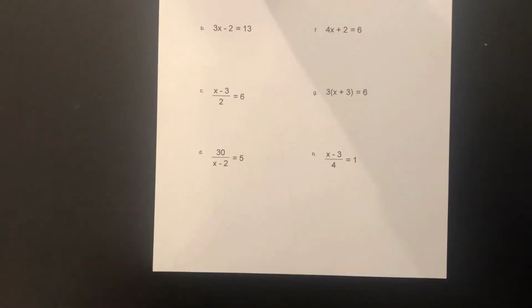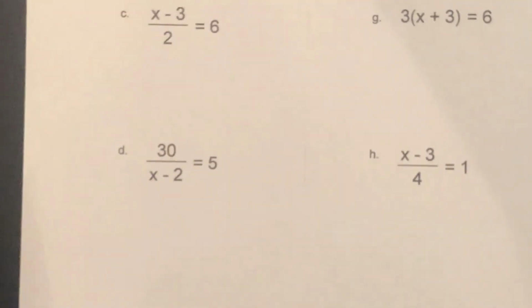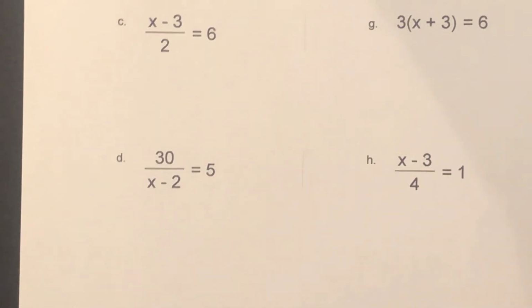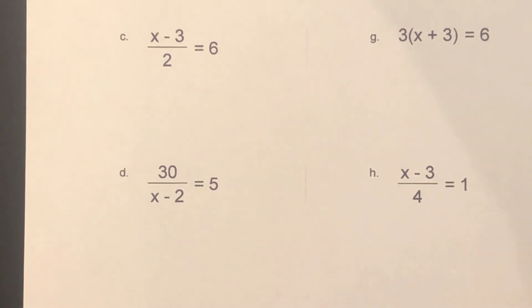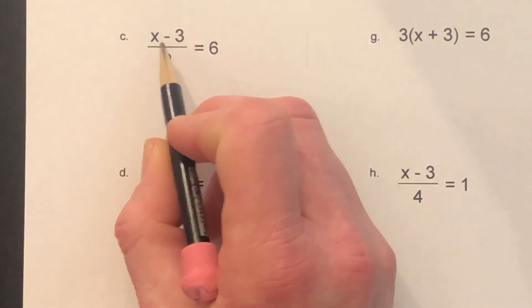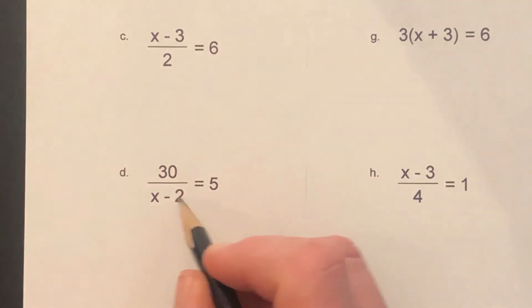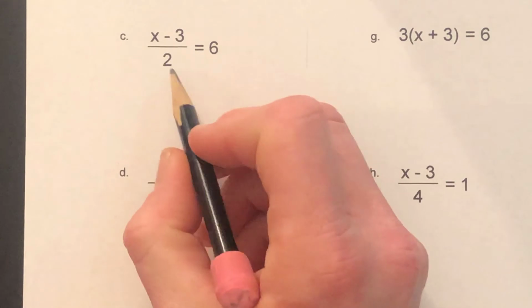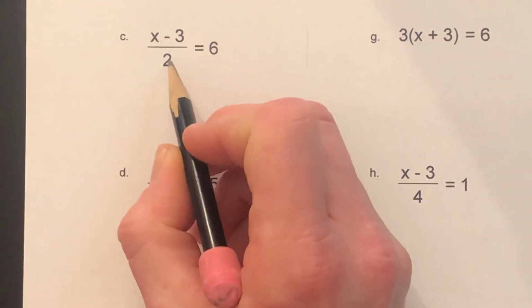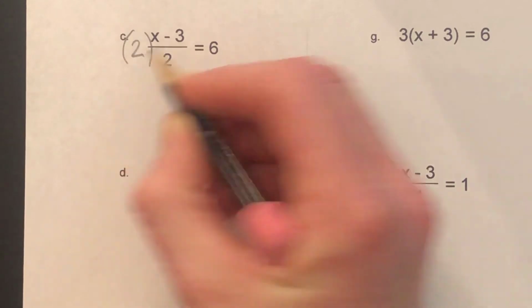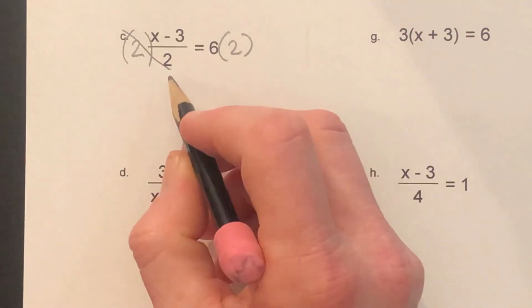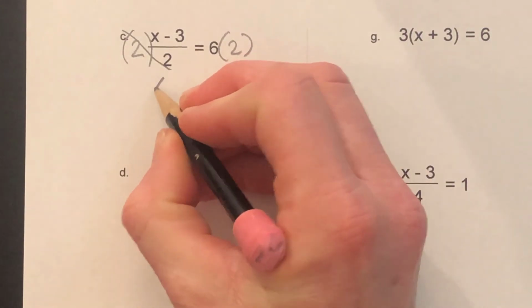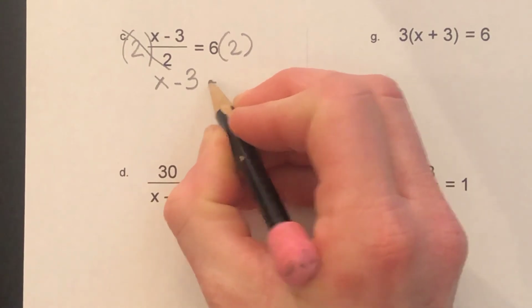Page 9, we'll do 2 samples together. I chose these 2 because they're very similar but not the same. And you solve them in much the same way, but yet not the same. The difference is this has the x expression on the top. This one has the variable expression on the bottom. With this one, we want to get rid of the divided by 2, so we'll multiply both sides by 2, which of course gets rid of the divided by 2 and leaves us with x minus 3 equals 12.